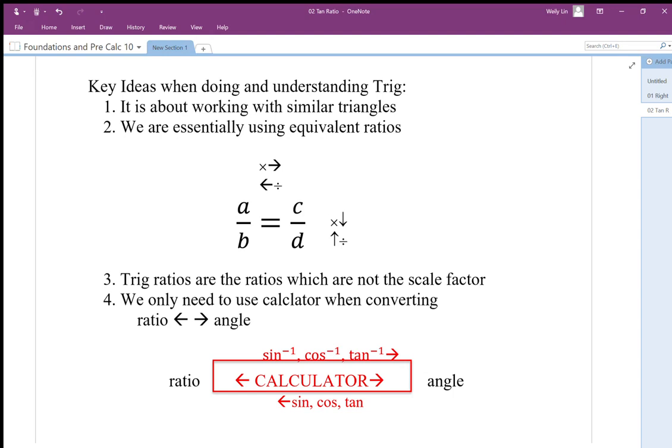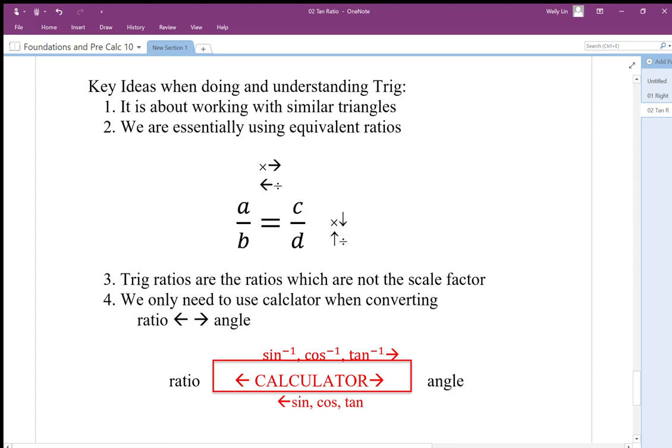So the key idea when understanding trig is that we're dealing with similar triangles and equivalent proportions, or equivalent ratios. We can set up ratios either between triangles or within triangles to solve a similar triangle problem, and really that's what it's about. Trig in particular is comparing two sides of the same triangle. Then you compare the same two sides of a different triangle, and we can use this proportional relationship.